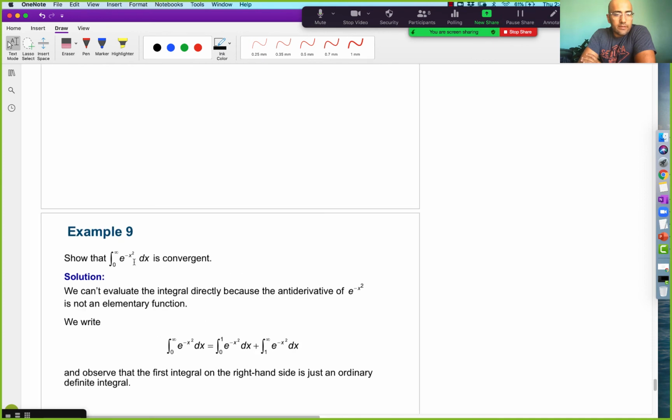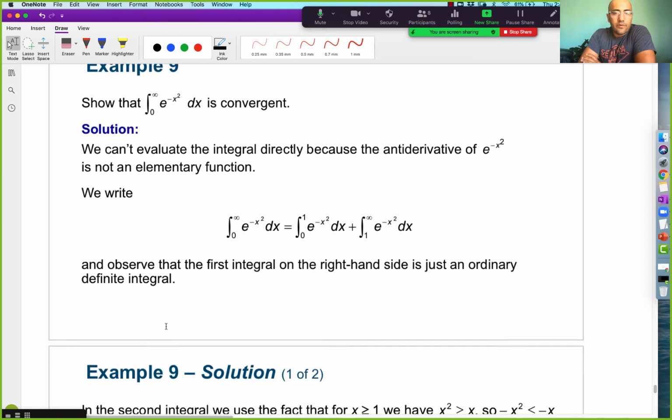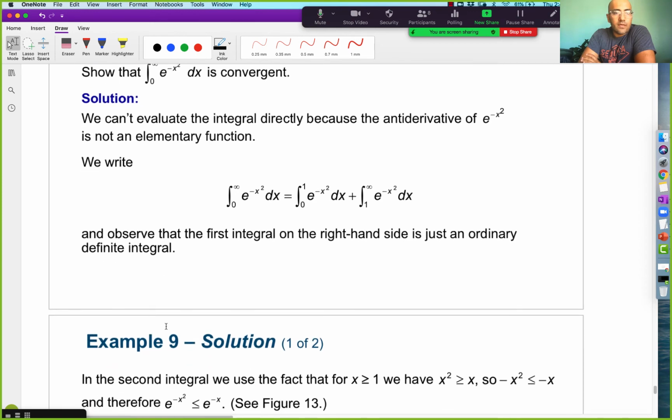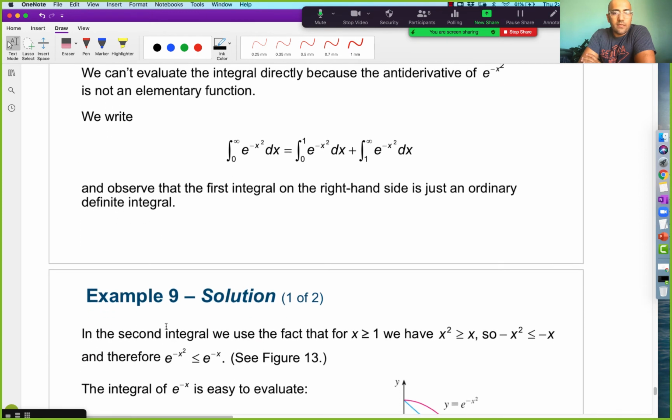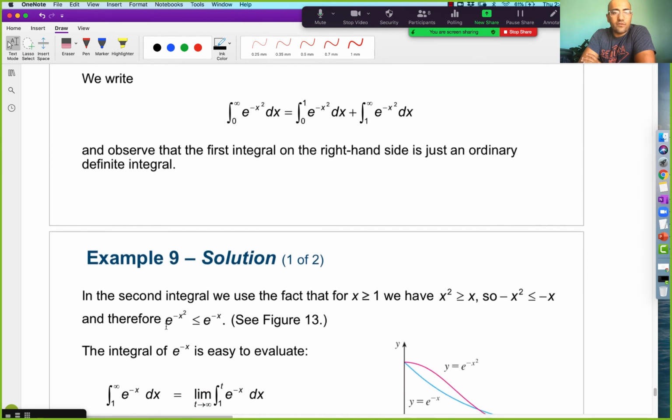Let's see what the book did about that 0 to 1 thing. We can evaluate directly because the antiderivative is not an elementary function. We can write this as that. And observe that the first integral on the right-hand side is just an ordinary definite integral. Just an ordinary integral, right?